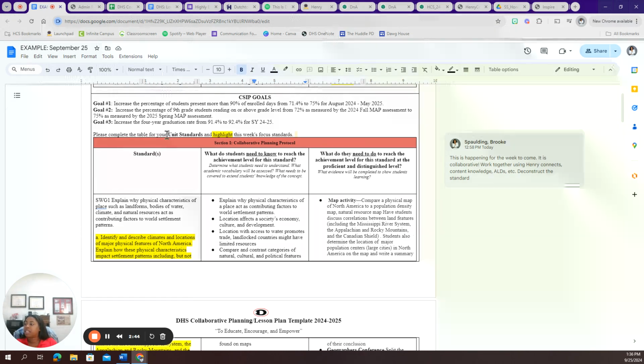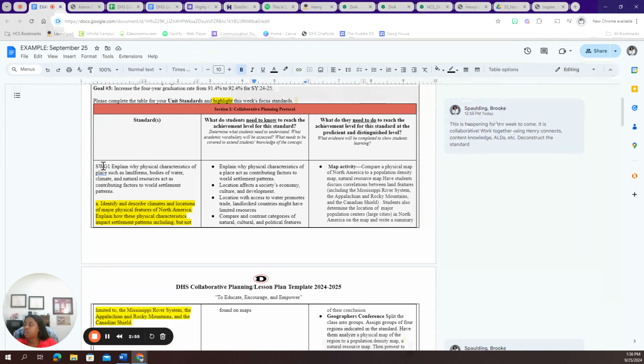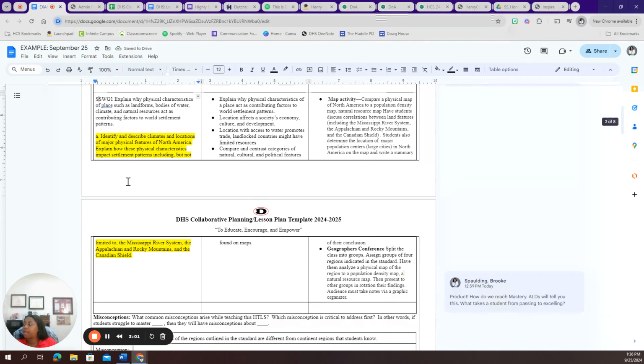It says complete the table for your unit standards and highlight this week's focus standards. So you're going to break down each unit. Notice I didn't really highlight this one because this could be over the matter of the unit, but I do know that I'm focusing on this element for the week. You might have 2 elements, you might have 3 elements, you might have 3 standards, or you might have 1 standard. It just really depends on the content.